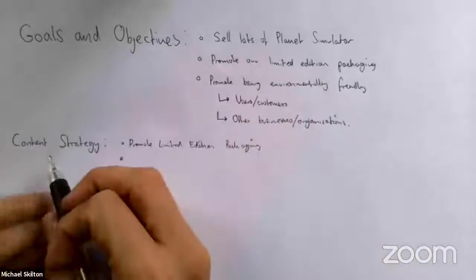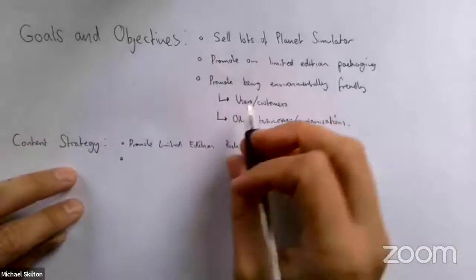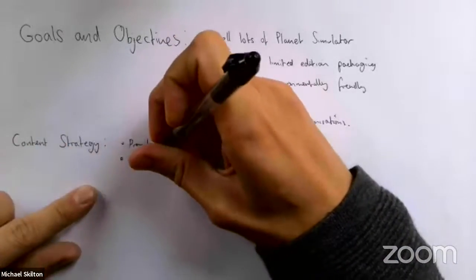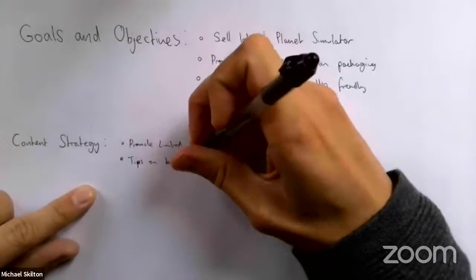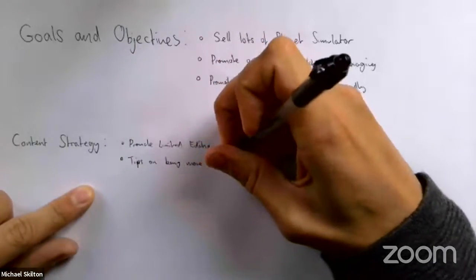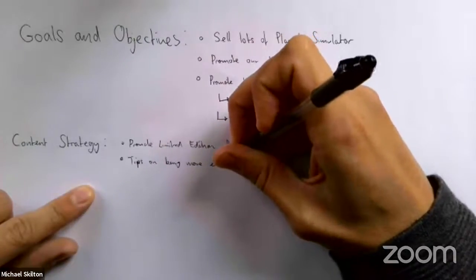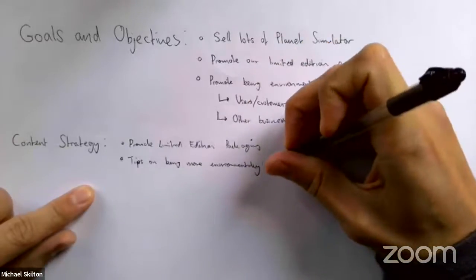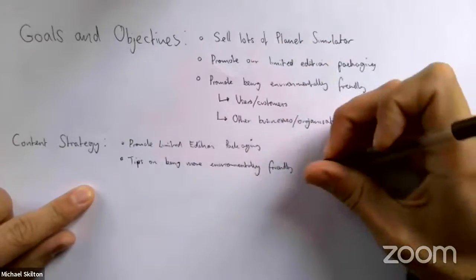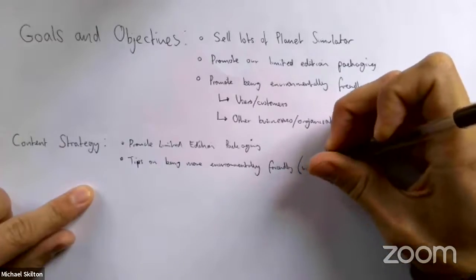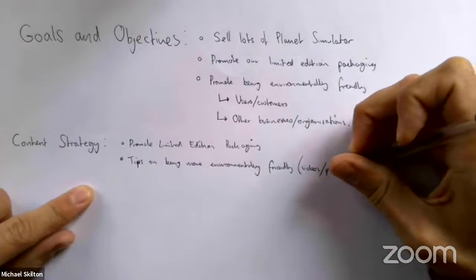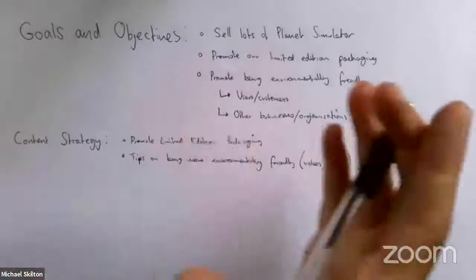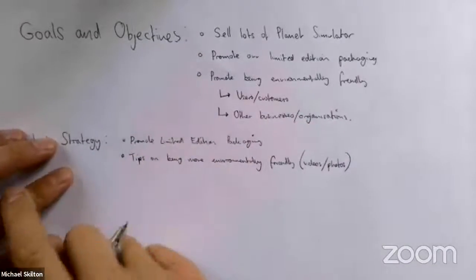What else do we want to specifically produce in terms of content? Well, for our users and customers, we perhaps want to make tips on being more environmentally friendly. They could be videos or photos. I think videos would be best though, which are very, very quick and simple, easy things that people can do to be more environmentally friendly.